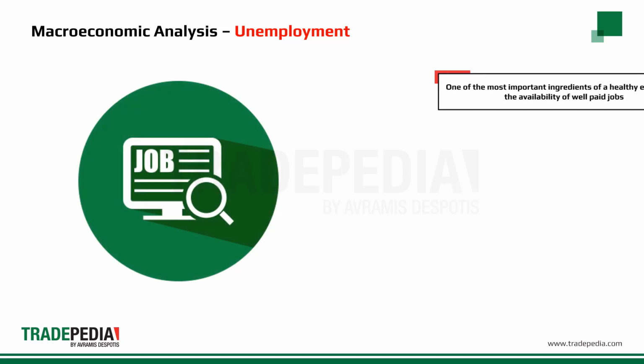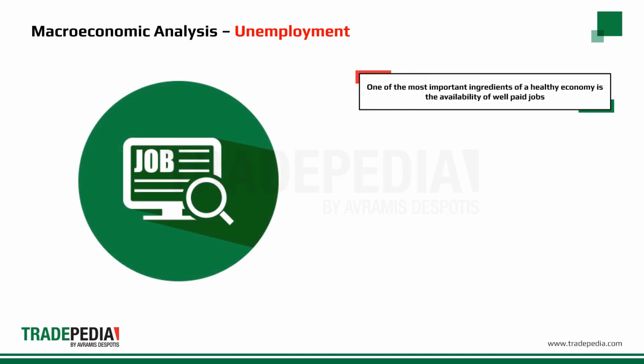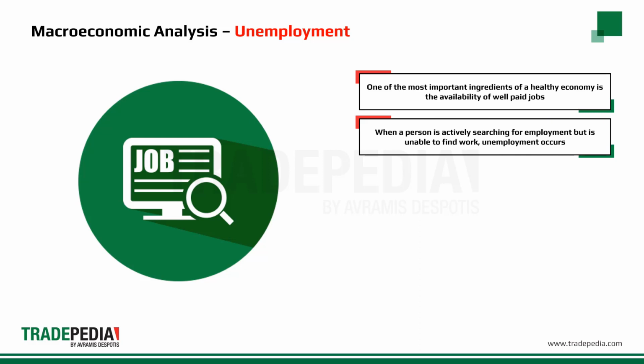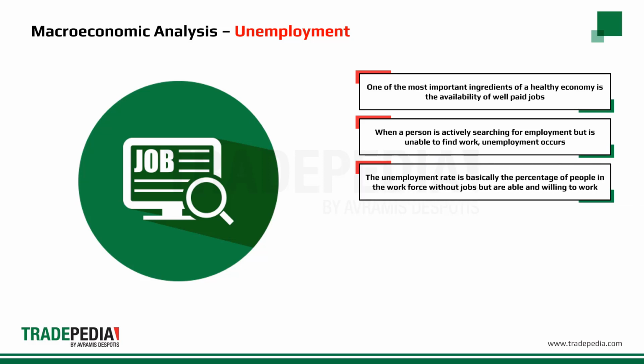Another important macroeconomic factor that should be examined is the job market. One of the most important ingredients of a healthy economy is the availability of well-paid jobs. When a person is actively searching for employment but is unable to find work, unemployment occurs. Unemployment is measured by the unemployment rate, which is basically the percentage of the people in the workforce without jobs but are able and willing to work.